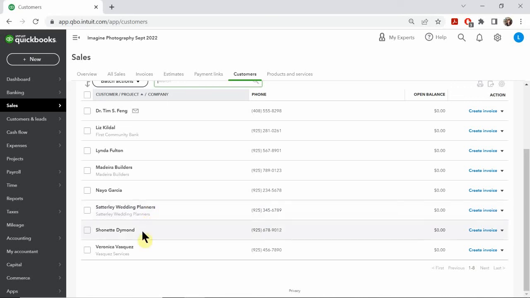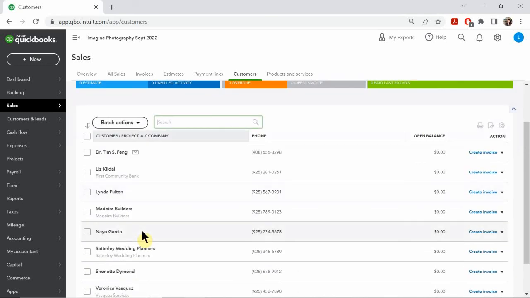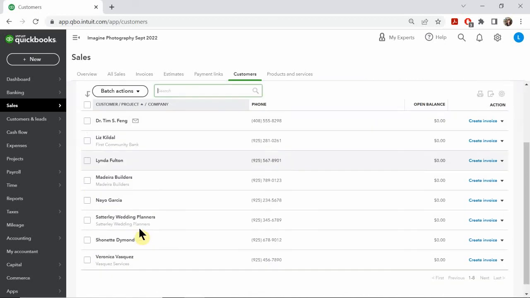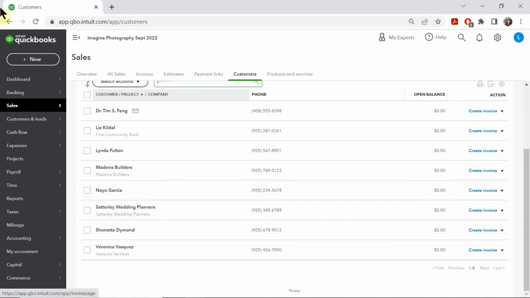So in this case, under Madeira Builders, we have the DeVoe residence and the Barnett residence. Those are individuals who are underneath Madeira Builders. Madeira Builders is the company who helped us get connected to these customers. Okay? So let's go ahead and create those sub-customers.